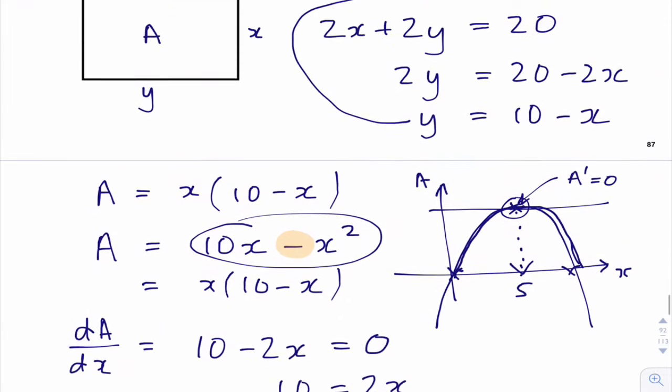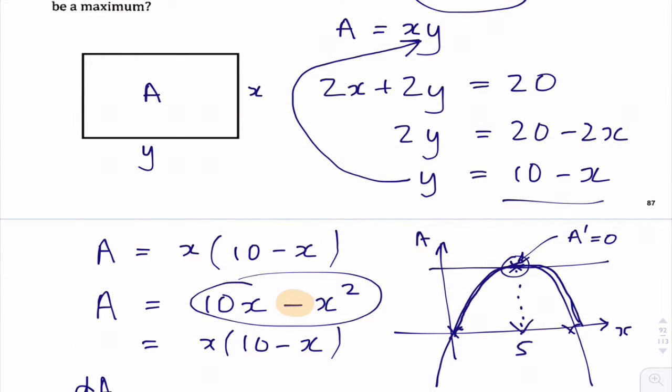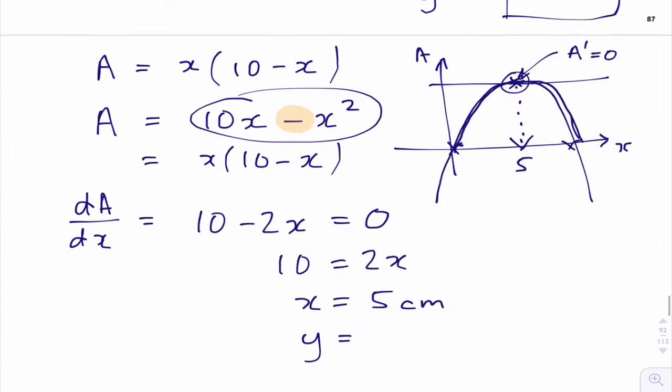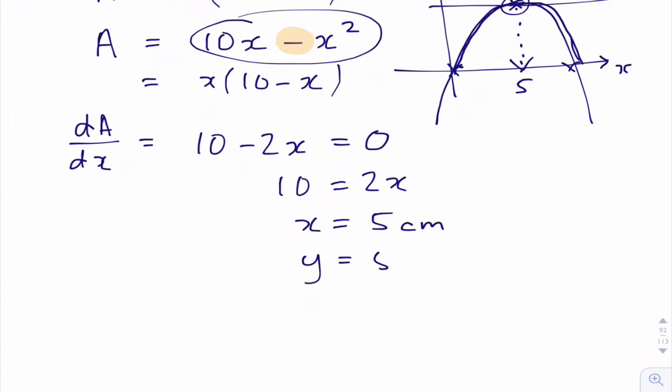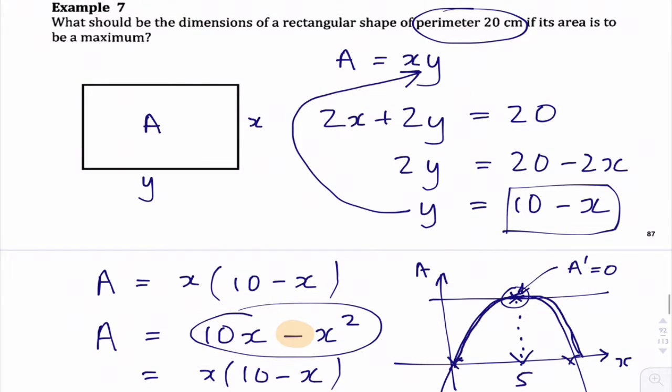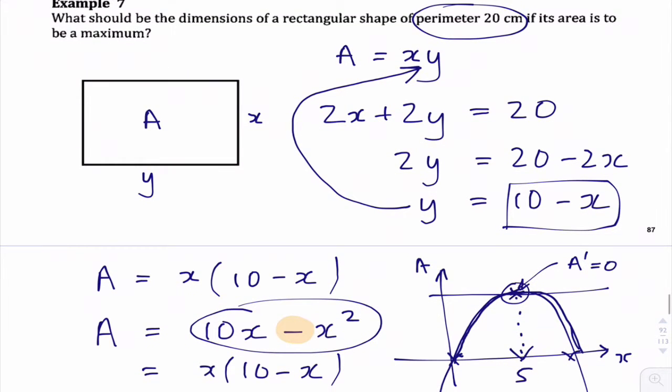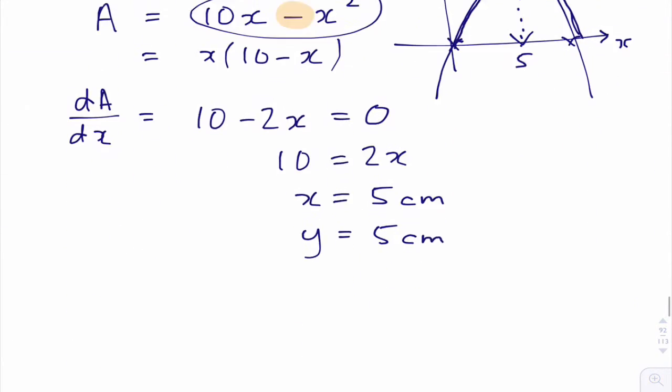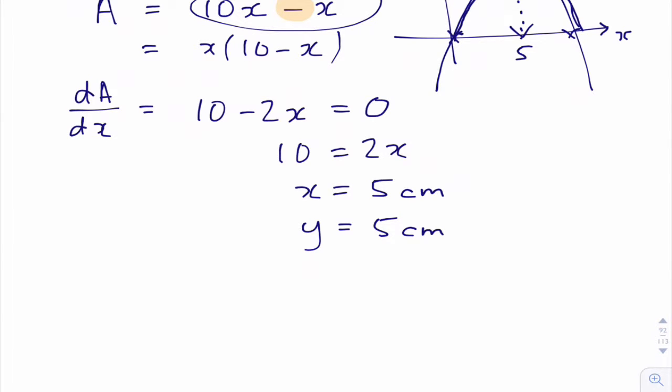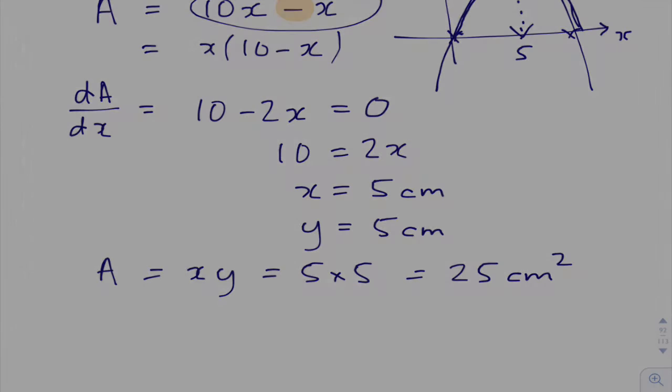If we go back up to what we said y was, 10 minus x. So our y value here is 10 minus 5, which is also 5 centimeters. So x and y are both 5 centimeters. So that's the dimensions of our rectangular shape to get a maximum area. The question might say, what is actually the maximum area? So the maximum area here is x times y, which in this case here is 25 centimeters squared.